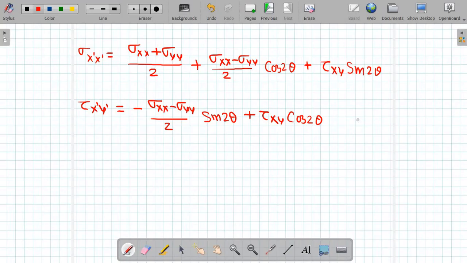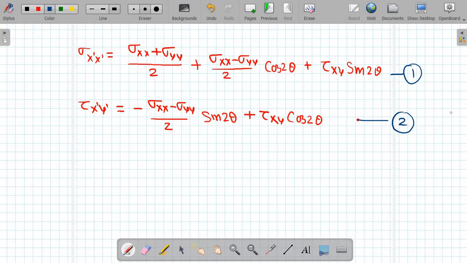Okay, so now there are two things. Now this is equation number 1, now this is equation number 2. Now if you look closely, we can graphically rearrange this expression. And how can it be done?